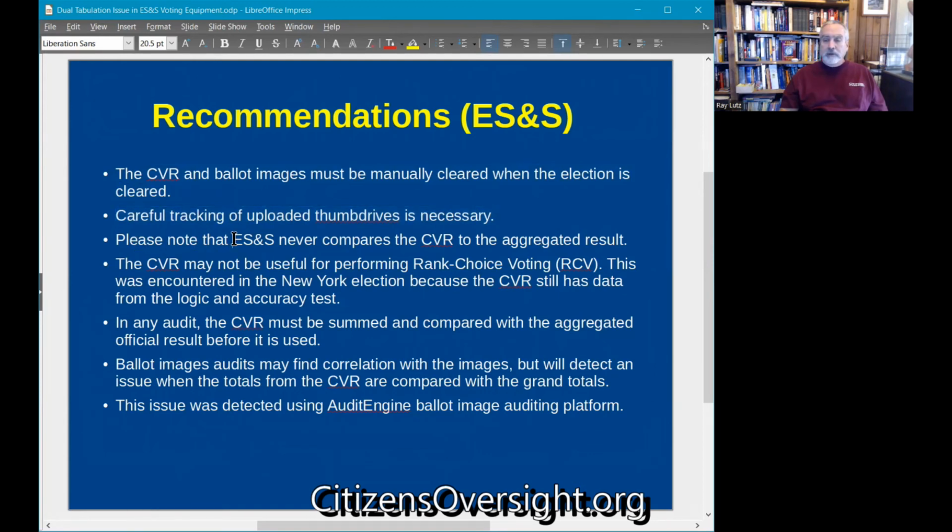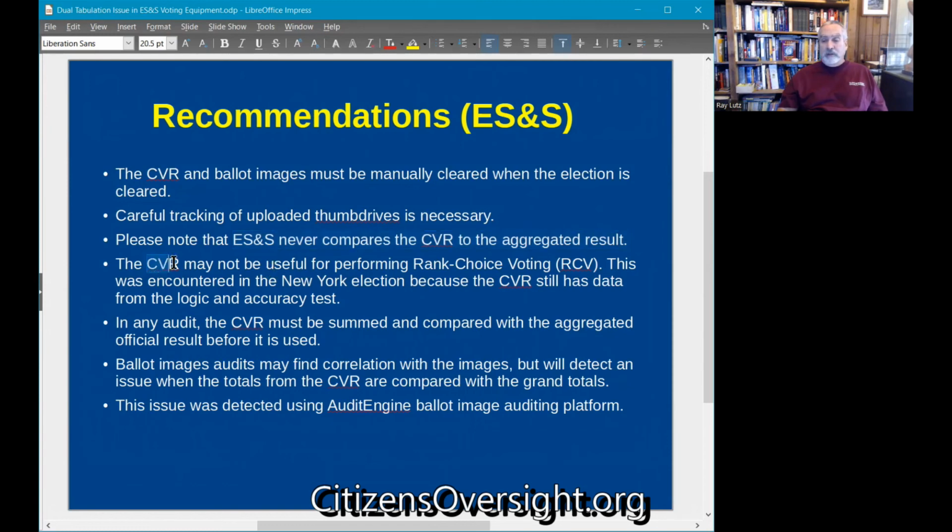Please note, ES&S never compares the cast vote record to the aggregated result. That's unfortunate because they just assume they're going to match. They were matching in the machine, so nothing can go wrong. No, there are things that can go wrong because of these various slips that we could have here.